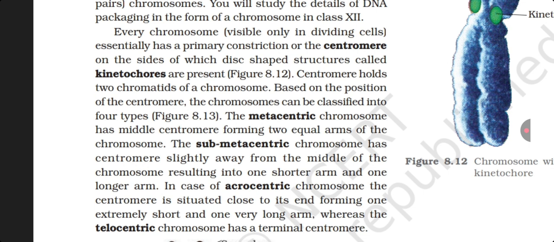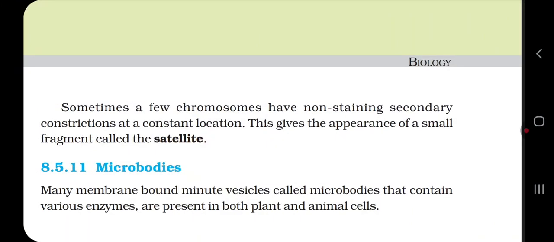The submetacentric chromosome has the centromere slightly away from the middle of the chromosome, resulting in one shorter arm and one longer arm. In the acrocentric chromosome, the centromere is situated close to its end, forming one extremely short and one extremely long arm, whereas a telocentric chromosome has a terminal centromere. Sometimes a few chromosomes have non-staining secondary constrictions at a constant location. This gives the appearance of a small fragment called the satellite.